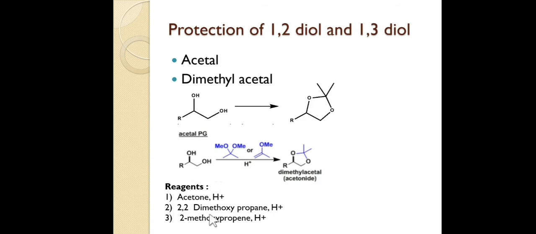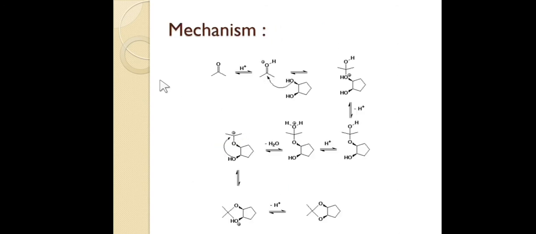2,2-dimethoxypropane. So friends, this is the structure of 2,2-dimethoxypropane. And lastly 2-methoxypropene is also helpful for the formation of dimethyl acetal. So the mechanism is very simple. We have the acid which protonates this oxygen, and our OH group will attack on this carbon. This will leave as methanol. Again another OH group will attack on the carbon, and this will also leave as methanol. So I have the mechanism for the acetone.